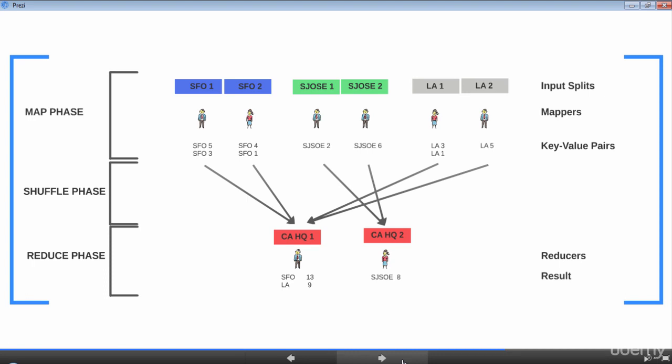We'll look closer into each phase in the next lesson, where we'll talk more about entities like combiner, partitioner, etc.